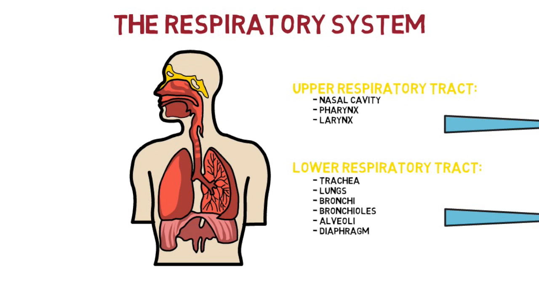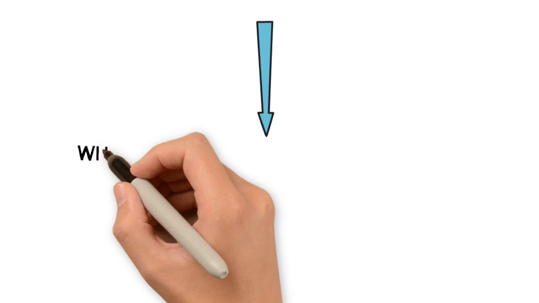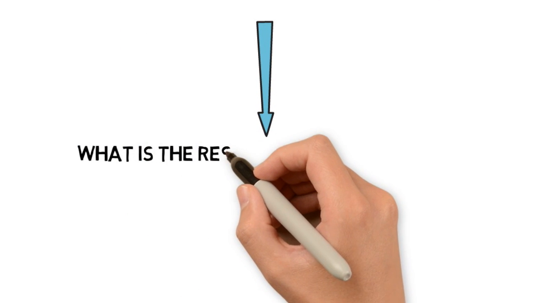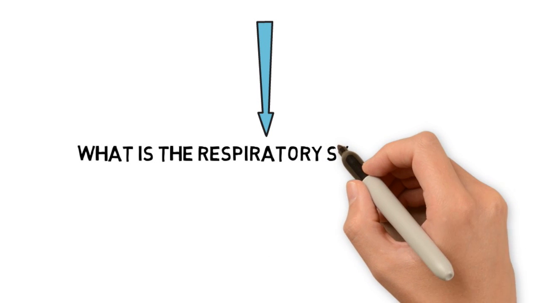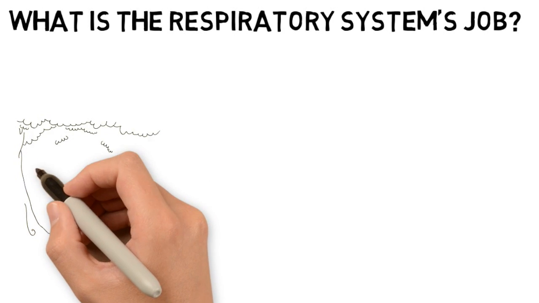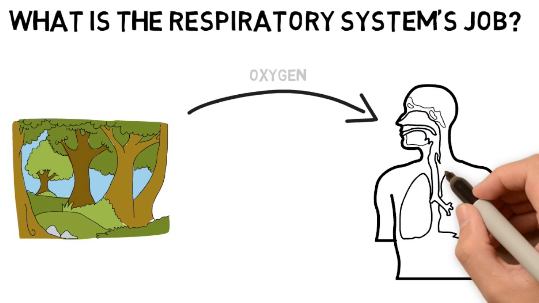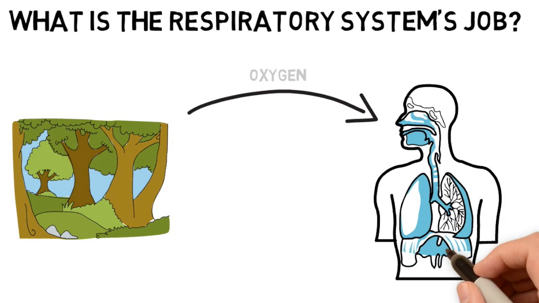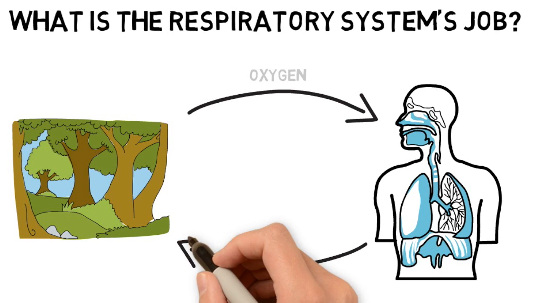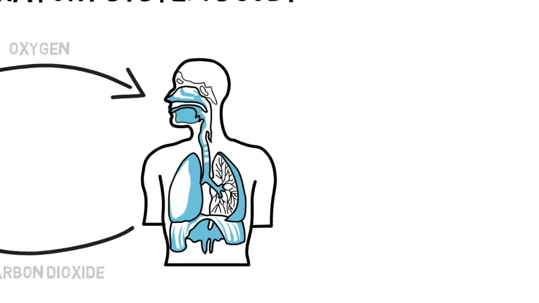Now that we have an understanding of the parts of the respiratory system, we can answer the question: what is the respiratory system's job? The purpose of the respiratory system is to obtain oxygen from the external environment and supply it to our body cells. It also removes carbon dioxide from the body, which is produced by cellular respiration.